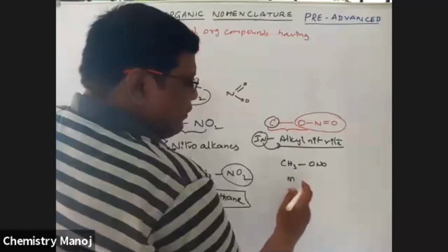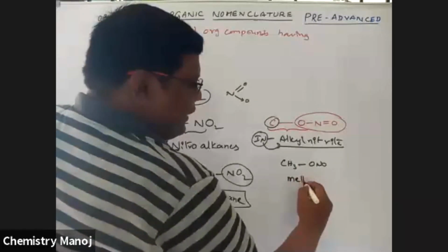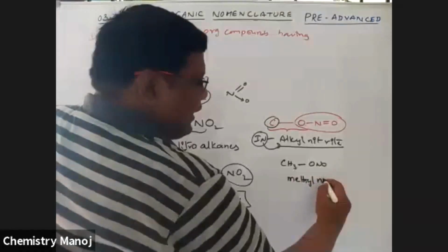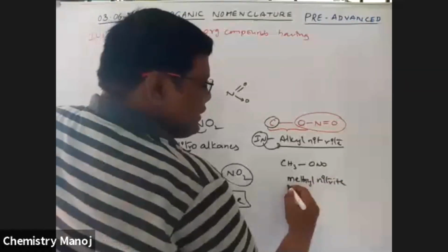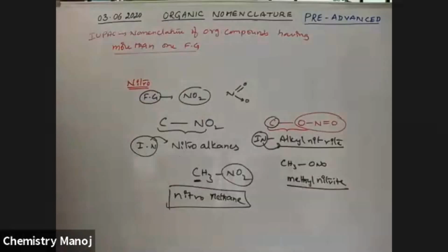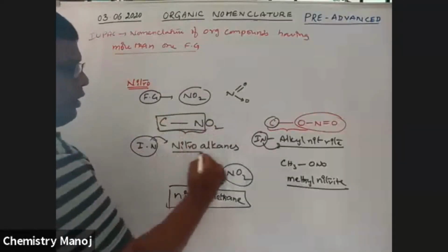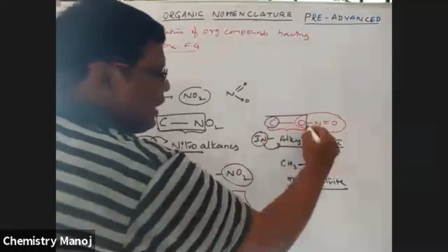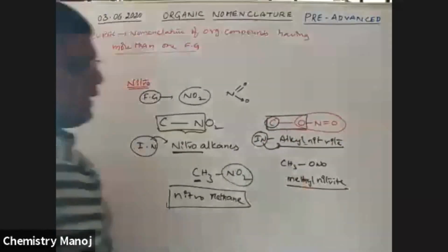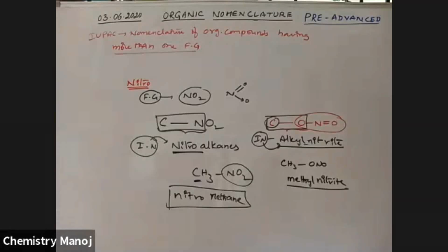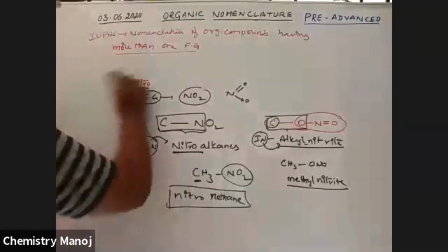It is taken as methyl nitrite, is the name. That means there is a bond between carbon and oxygen, unlike nitroalkanes. That is alkyl nitrite, the naming. So methyl nitrite, my dear boys, this is the way to find out names. Next, one more: cyanide.